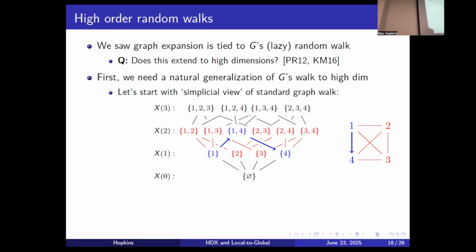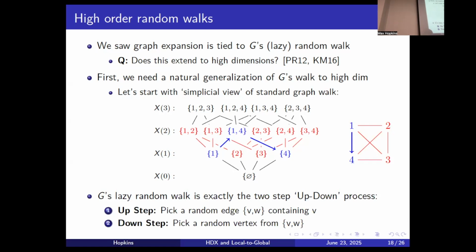So this, hopefully you notice, corresponds exactly to the lazy random walk on a graph, right? This two-step procedure where I have an up step and then a down step on the complex: starting at V, I pick a random edge containing V, move from 1 to 1, 4, and then I take a uniform step down. I subsample with half probability 1, with half probability 4. So this is lazy with probability a half, right? There's a half probability I come back to where I started, and otherwise it's the standard random walk. This is exactly the lazy random walk on G. So there's a very natural way to view this as an up-down process on this simplicial complex and on this diagram.